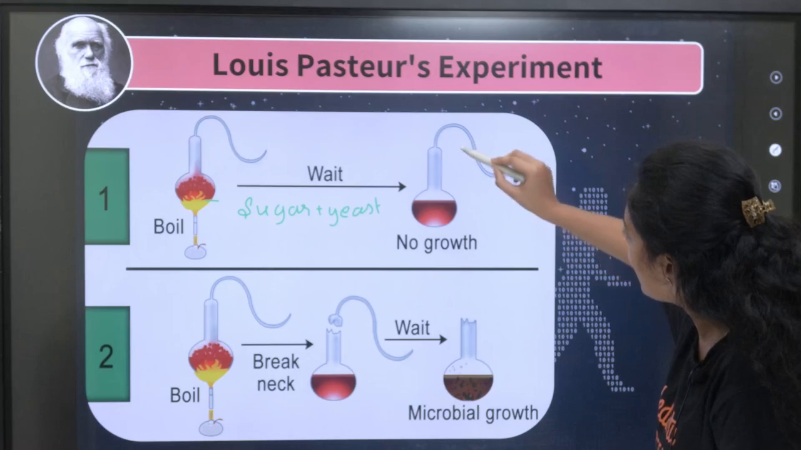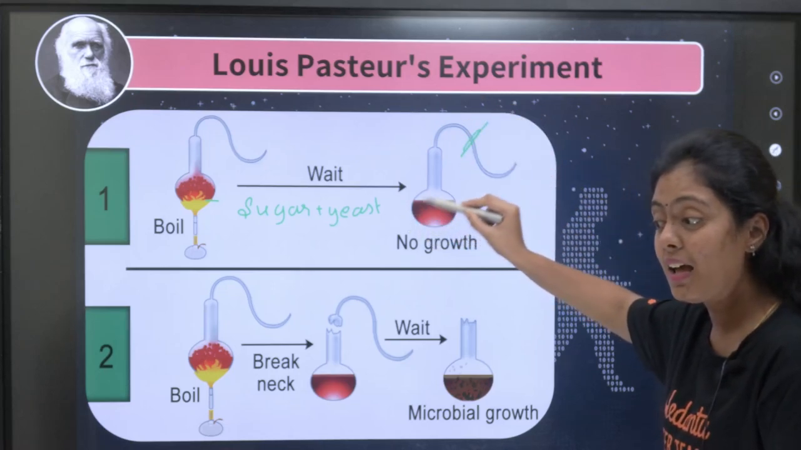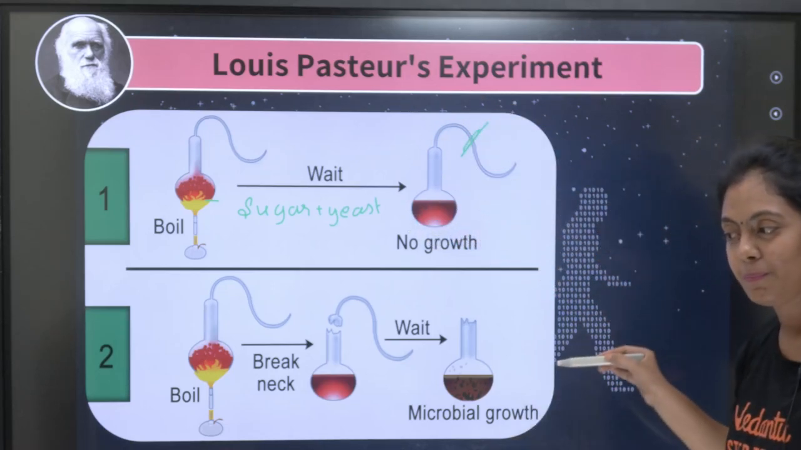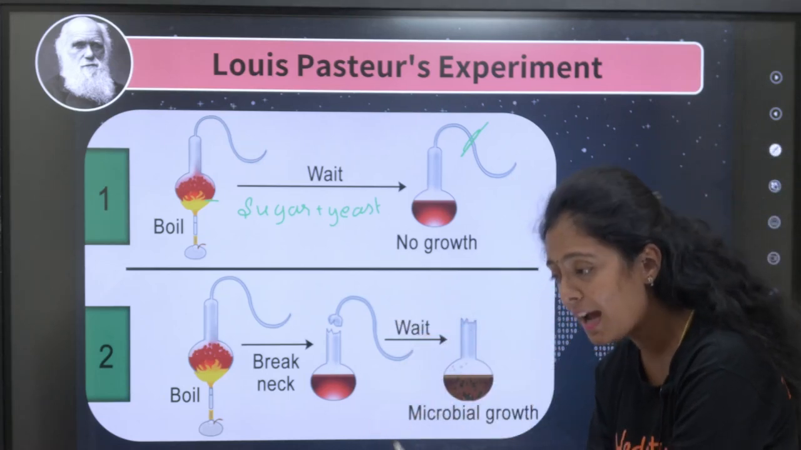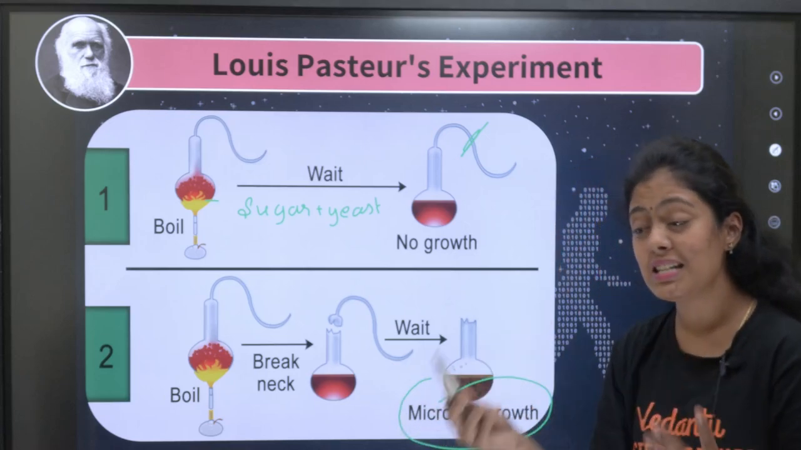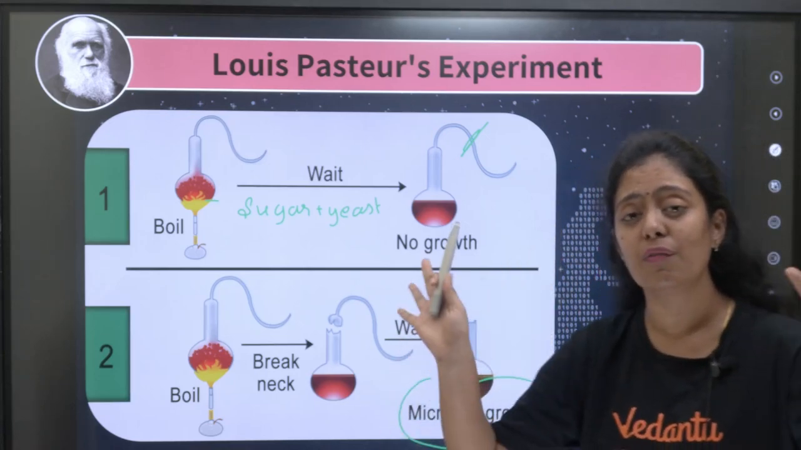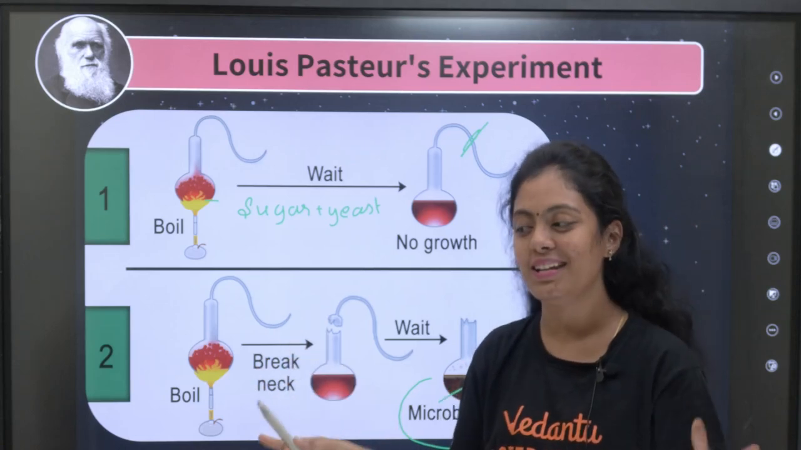The microbes are here. Enter. Because the neck is of that shape, it enters. But here I'm boiling it. He broke the swan neck. There was a growth. So by this, he disproved the theory of abiogenesis or spontaneous generation.